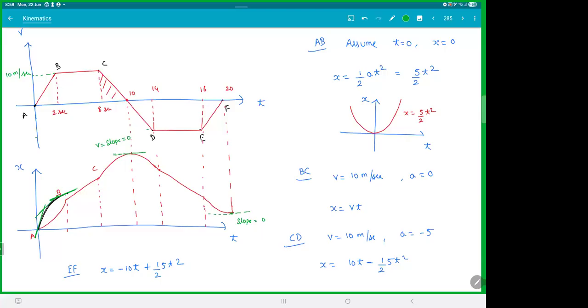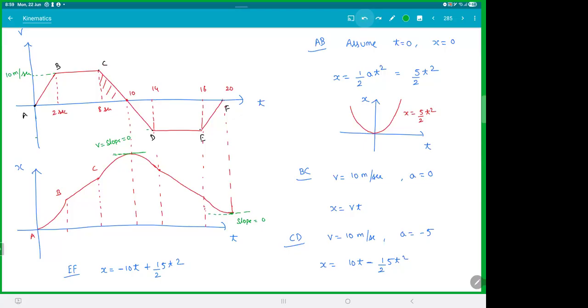How do I know it is an upward parabola or a downward parabola? Look at C to D, okay? When you went from C, look at this part. One thing I'm sure, there is an acceleration. So this is not a straight line. It is a curve. The only doubt is, should I draw it like this? Should I draw it like this?